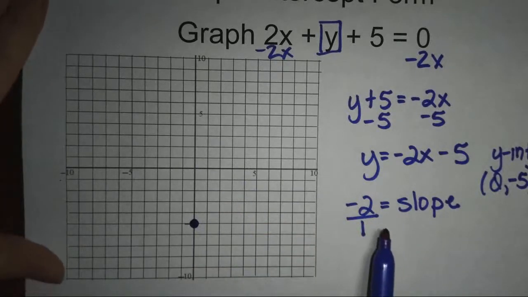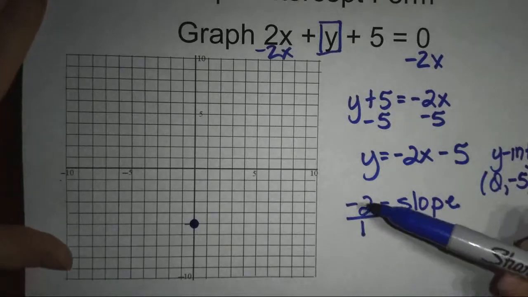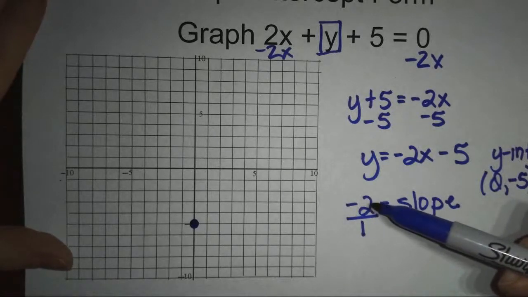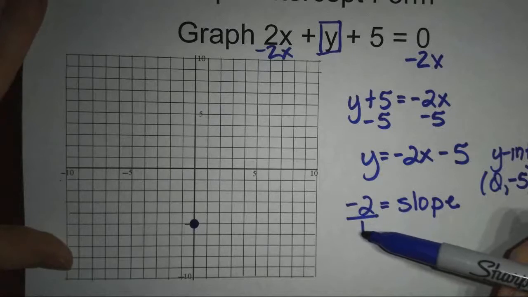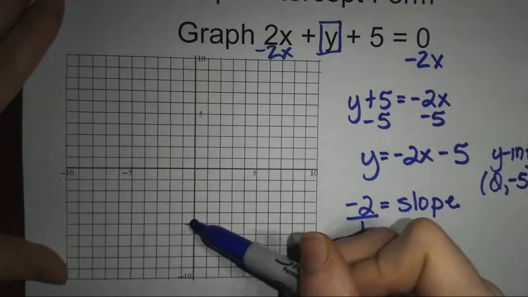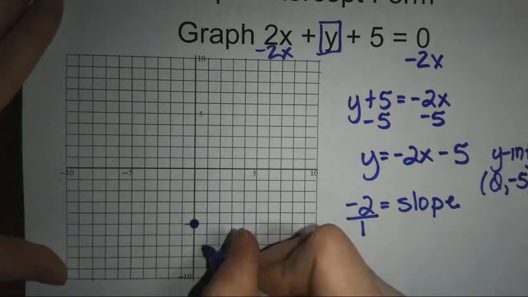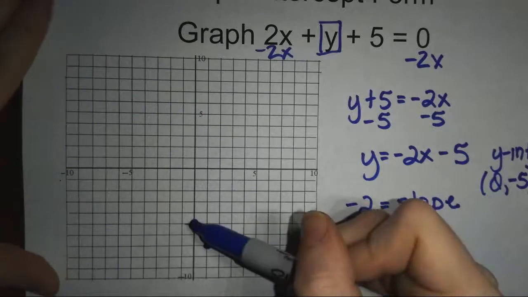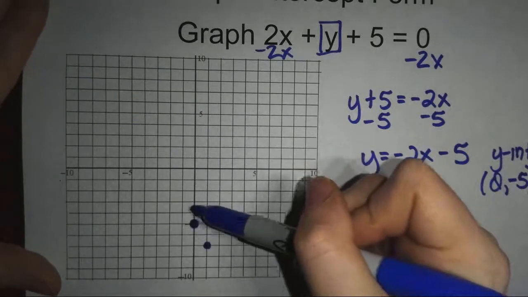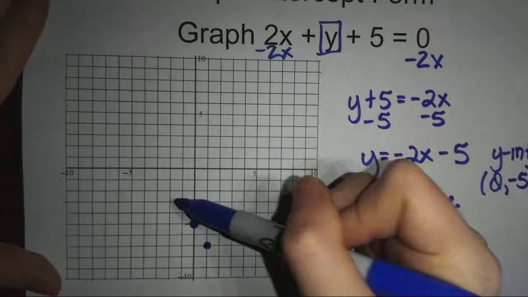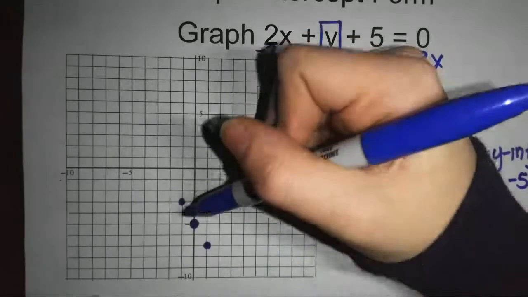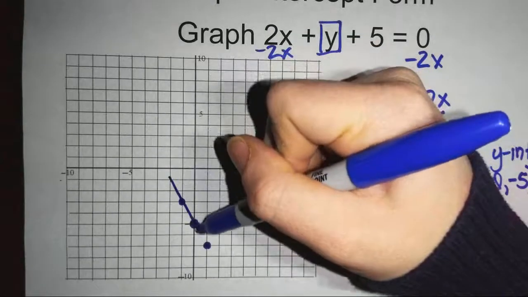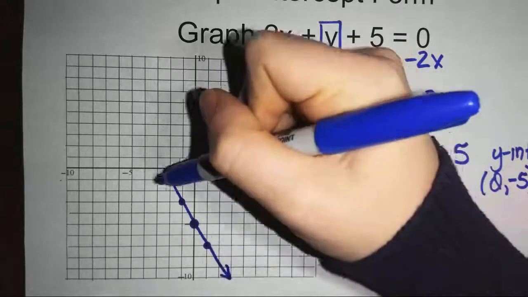Then I use my slope to determine the other points. So I'm rising negative 2, which means I'm going down, and I'm running positive 1, which means I'm going to the right. So I'm going to rise negative 2, run 1. Now if I go down and to the right, I can also go up and to the left, so I have more points. And then finally, I just want to connect those points to complete my line.